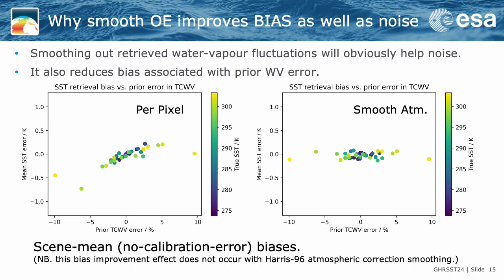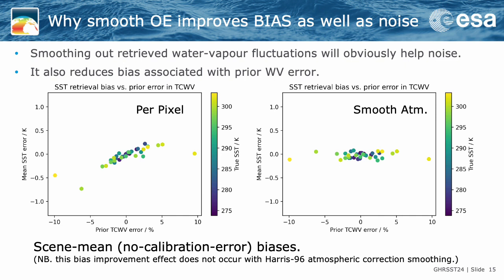Now, although we developed smooth atmosphere optimal estimation over 10 years ago, I hadn't realized until this study this effect of improving the bias as well as the noise. It's quite obvious that smoothing out the retrieved water vapor variation will obviously help noise. But why does it help reduce bias? Well, it's because the prior water vapor has an error, and the disambiguation of that comes from having a single water vapor retrieval across all the pixels helps reduce that prior error.